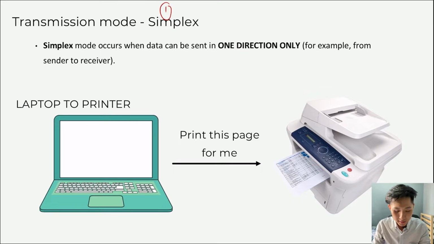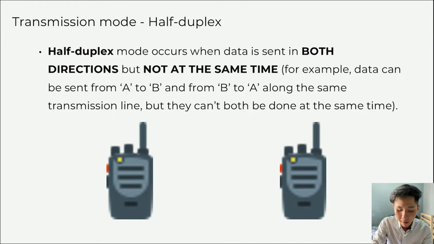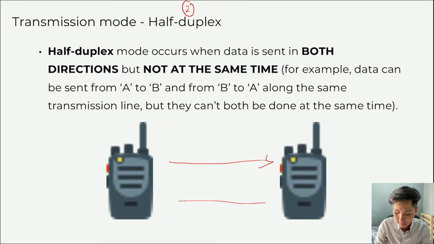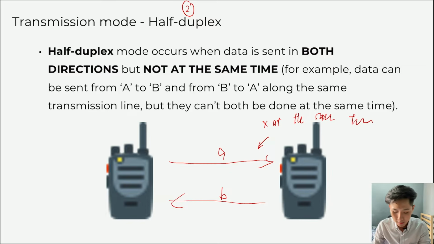Okay. So the second mode is half duplex, in which data is sent in both directions, but not at the same time, such as a walkie-talkie. So for instance, data can be sent from here to here, but they cannot happen at the same time. So that's how it works.